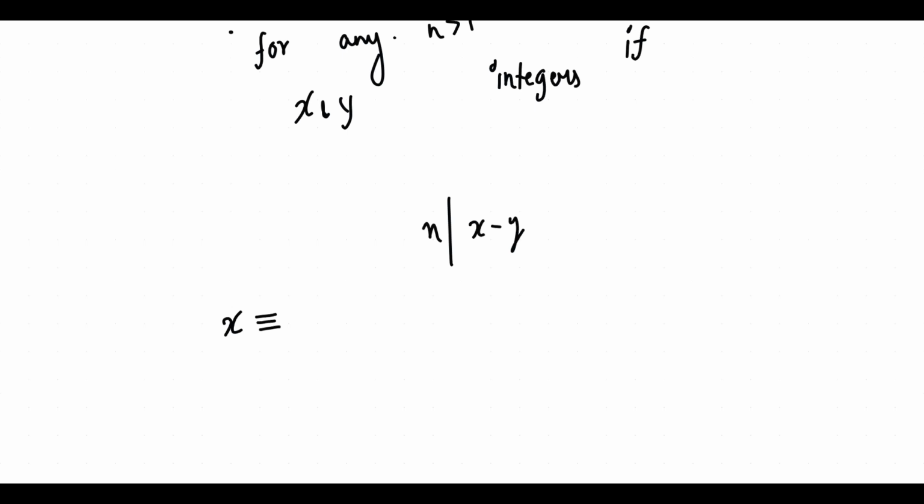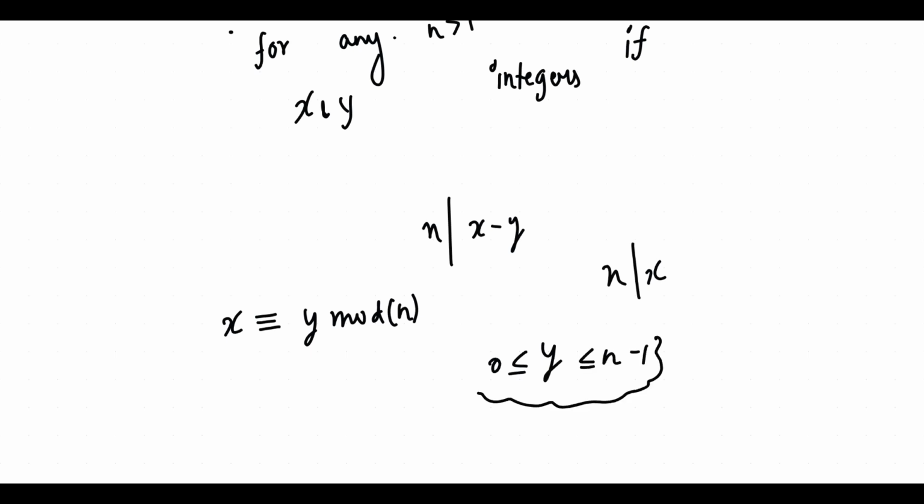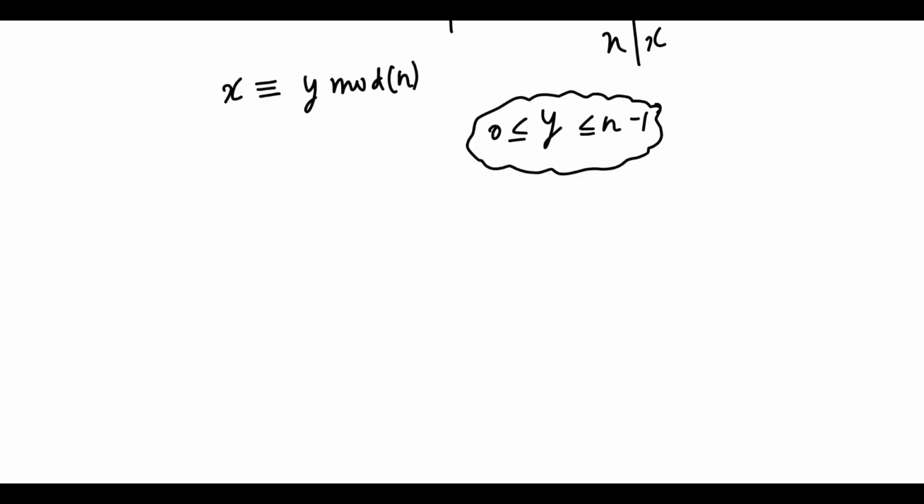Okay, so is it like when n divides x, the remainder is y? Yes, so the value of y can be from 0 to n minus 1, right? Yes. What is the residue of n? It is the set of all remainders that n can have.